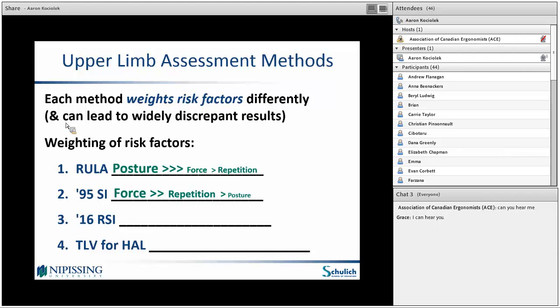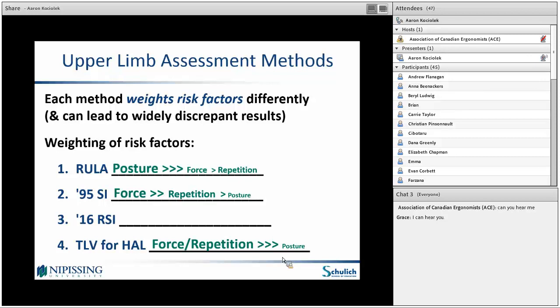So if you had a high force, most likely this tool is going to show you that you're in a hazardous range. The threshold limit value for hand activity level put roughly equal emphasis on force and repetition, and posture didn't even really register, right? You were only supposed to consider posture by taking into account whether it would affect the forceful aspect of the task. If you're doing a pinch grip, for instance, versus a power grip, that's going to use up more of your maximal force capacity, so you would take it into account in that way.